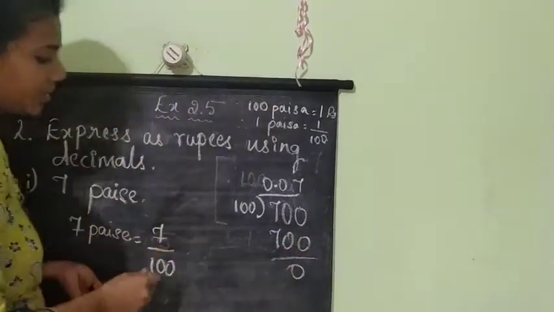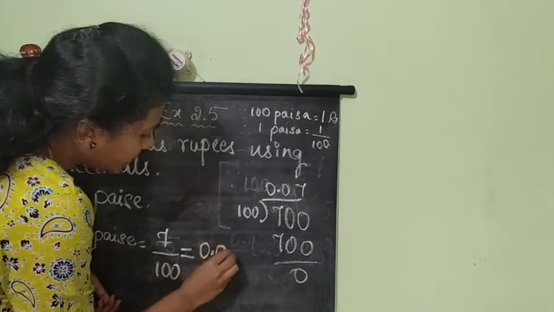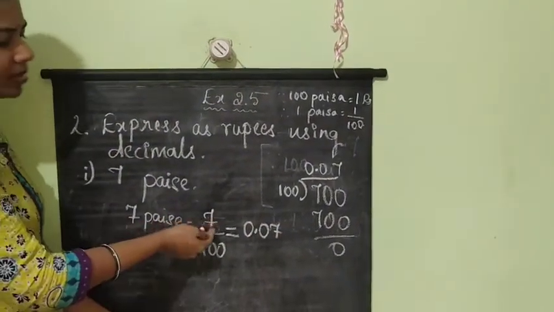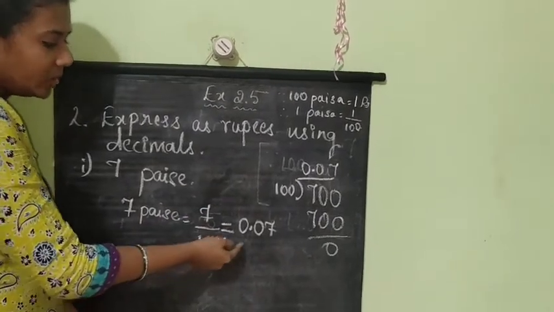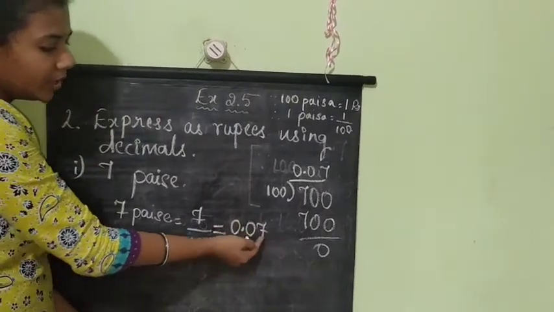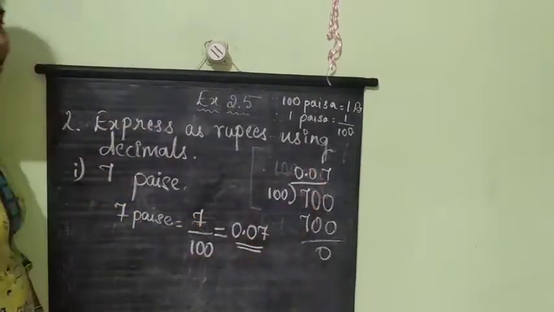Okay, so what is the answer now? 7 divided by 100 is equal to 0.07. You can also directly write this. See, 7 divided by 100 is there. 2 zeros are there. So you can write 2 zeros and 7, and after 2 zeros you can add a point. So 0.07.